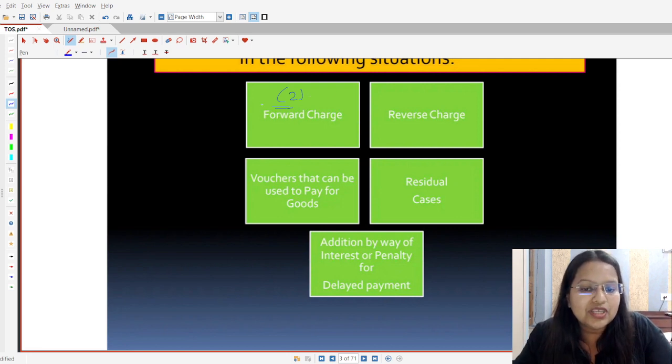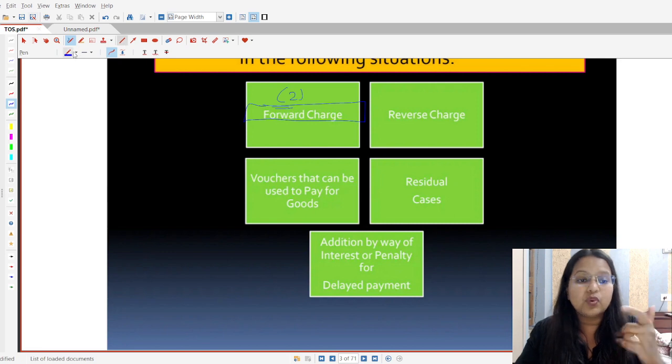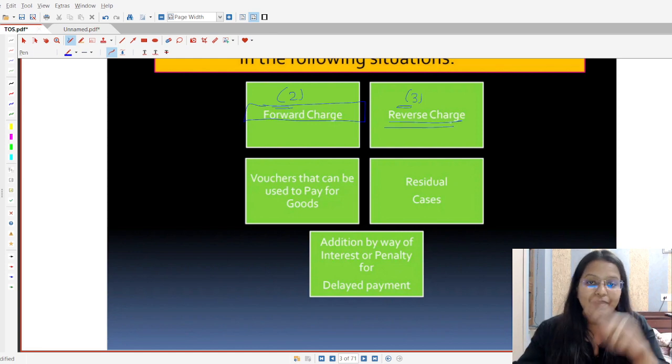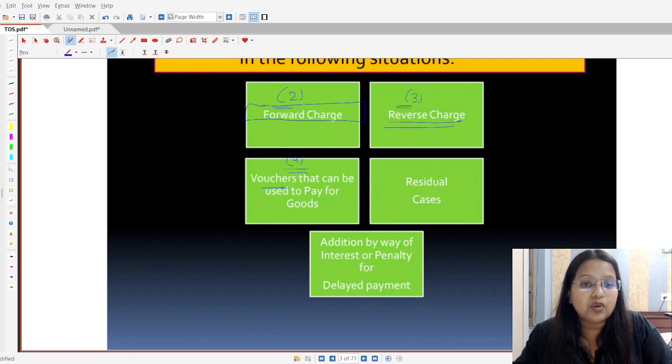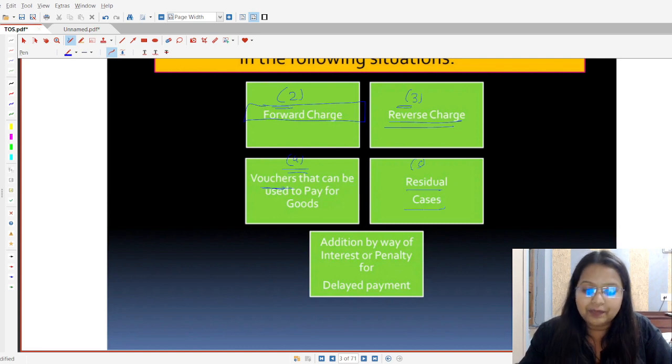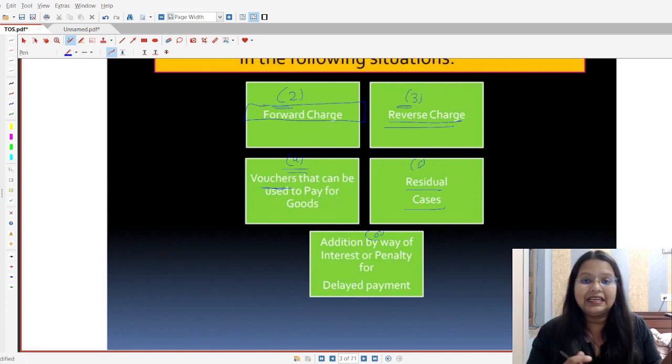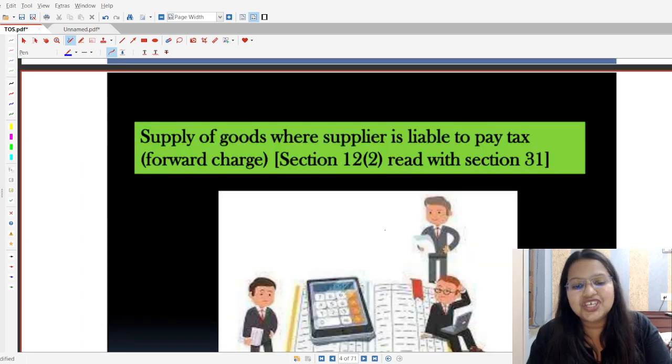So, subsection number 2 is about the forward charge. Forward charge means we will discuss the case when the supplier is liable to pay tax to the government. Subsection number 3 is the reverse charge. In the case of reverse charge, the recipient is liable to pay GST to the government, not the supplier. Subsection number 4 covers the time of supply in the case of vouchers or coupons. In subsection number 5, residual cases will be covered, and in subsection number 6, if any additional payment is done by way of interest or penalty due to the delay in payment of consideration, that shall be covered.